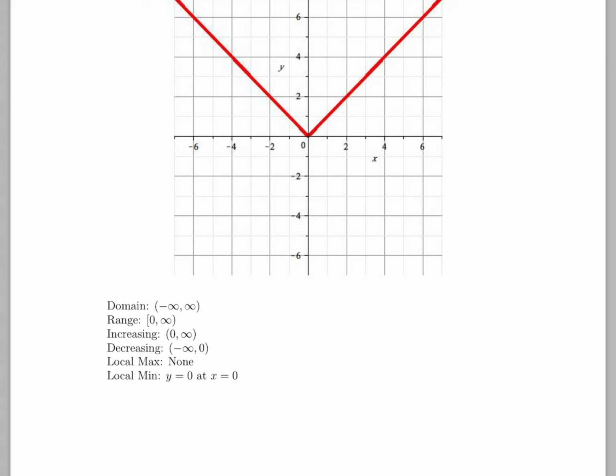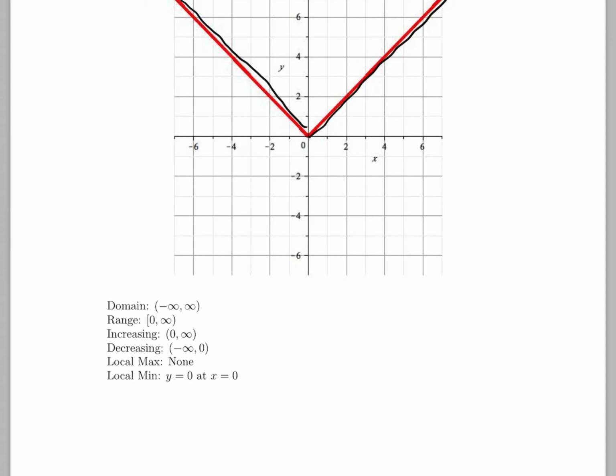The absolute value of 0 is 0. The absolute value of any negative number is its positive counterpart, and the absolute value of a positive number is still that same number. So my range is going to be 0 to infinity, including 0. I'm increasing along this line here on the right of the graph, and I'm decreasing here on the left of the graph.